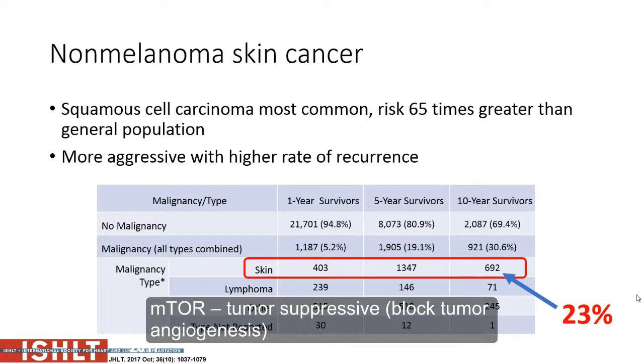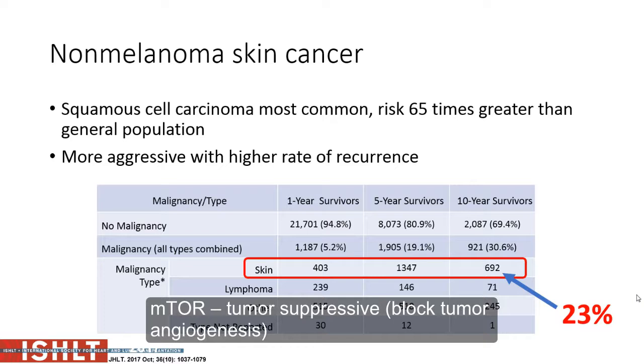So now moving on to non-melanoma skin cancers, our most common malignancy post-transplant, and squamous cell carcinoma being the most common of them, which I thought was really eye-opening. You have a 65 times greater risk of developing squamous cell carcinoma post-transplant than if you didn't have a transplant. And in general it's going to be more aggressive than in someone who hasn't had a transplant, if they do develop skin cancer, and has a much higher recurrence rate.